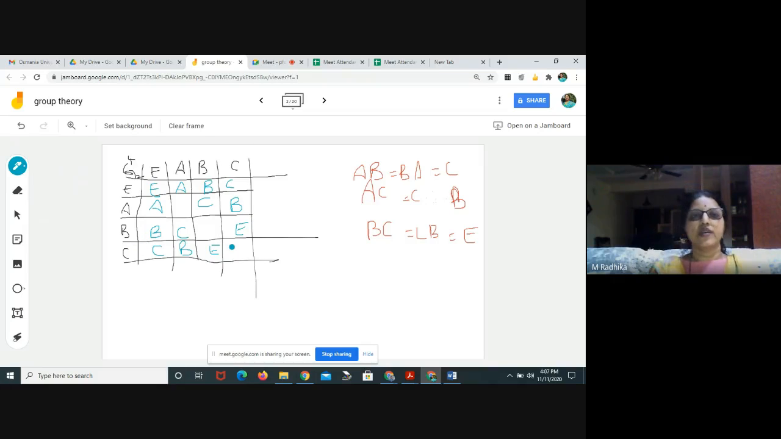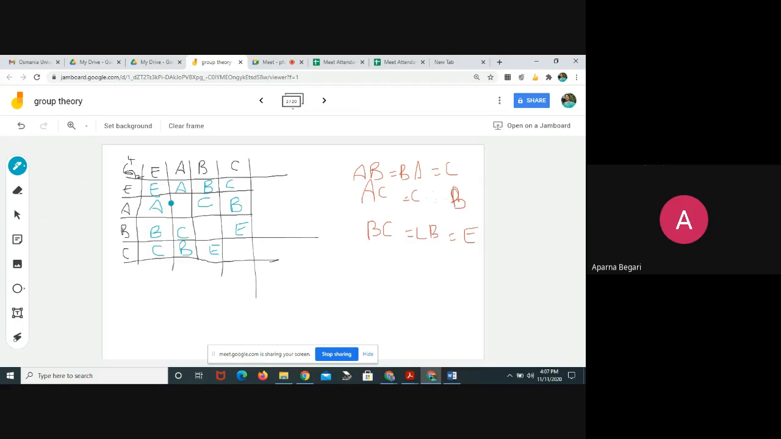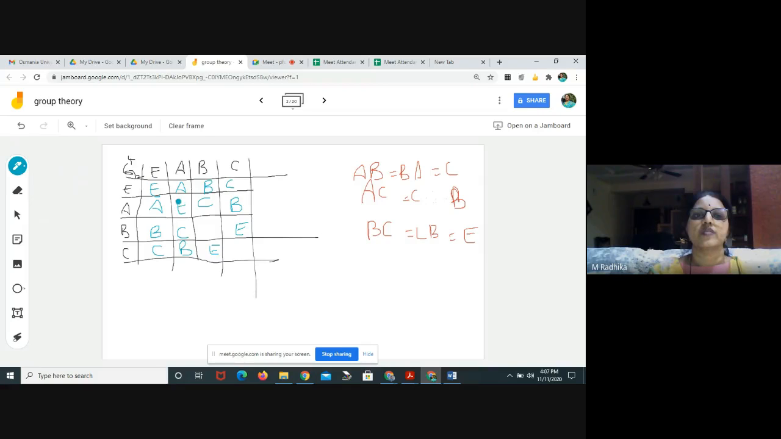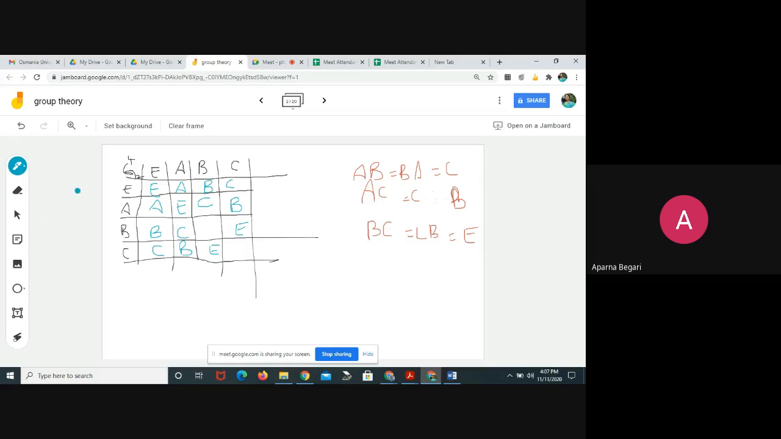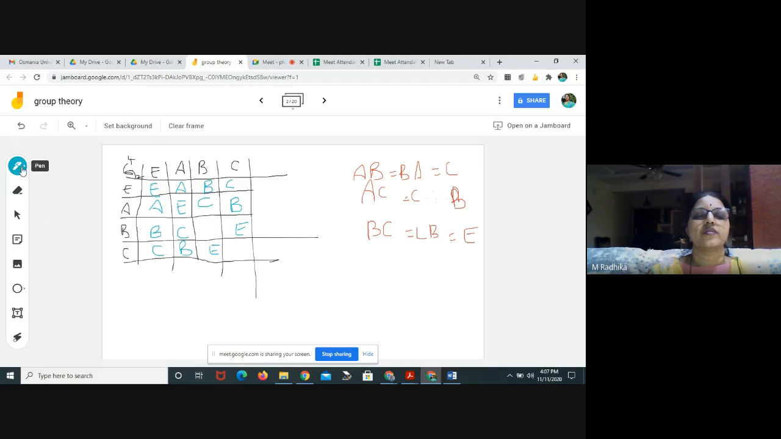Okay. Now look at this row. What is missing here? Which element is missing? E is missing. So what will I write? What is the rule here? When I say A into A, it is equal to E. So I'll write that rule: A into A is equal to E.